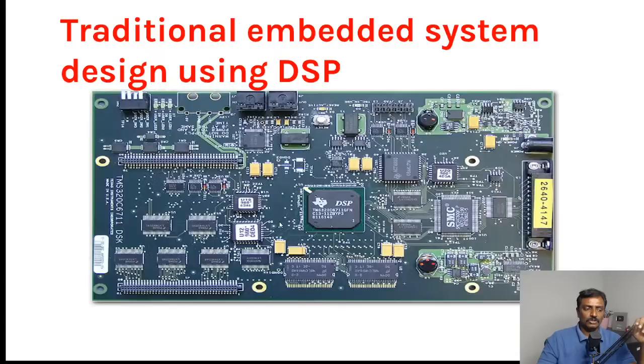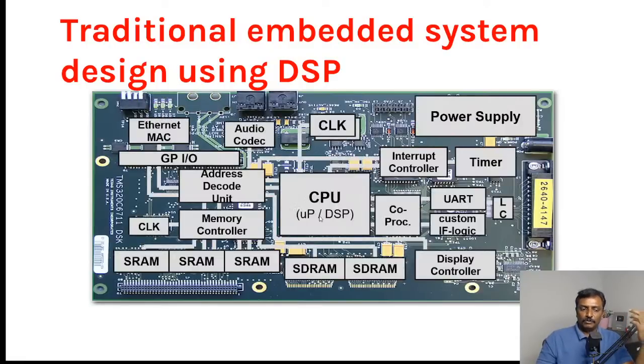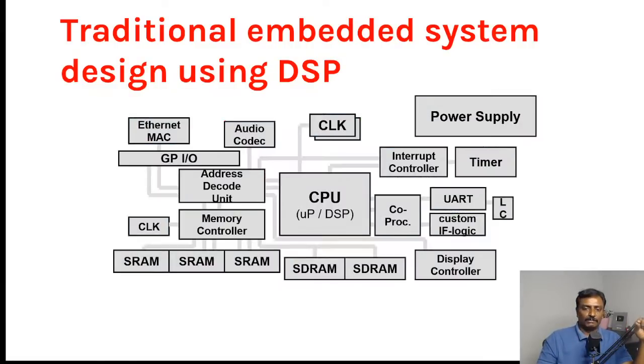So this is an example of using a DSP board. This board has a Texas Instruments DSP processor, TMS320C6711 series. If you check the components inside this board, you have a power supply, the audio codec, the Ethernet MAC, address decoding unit, memory controllers, SRAMs and SDRAMs, display controllers, and UART.